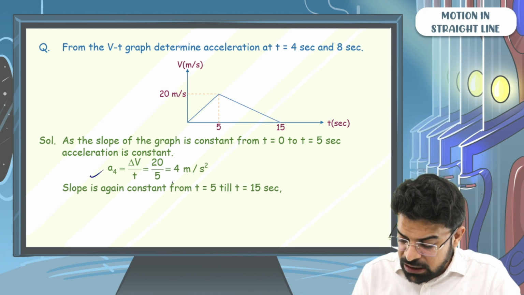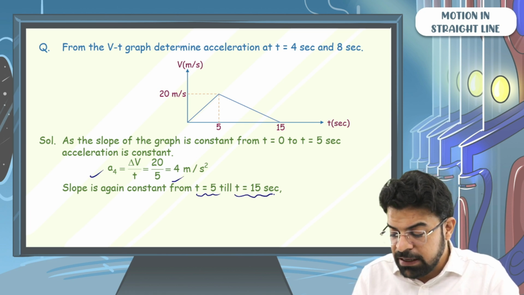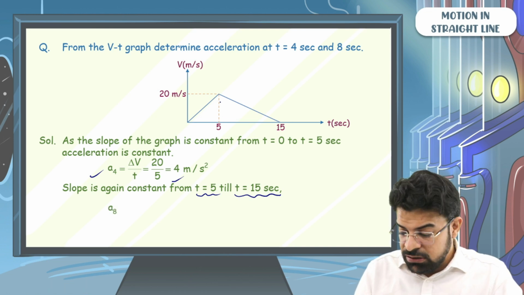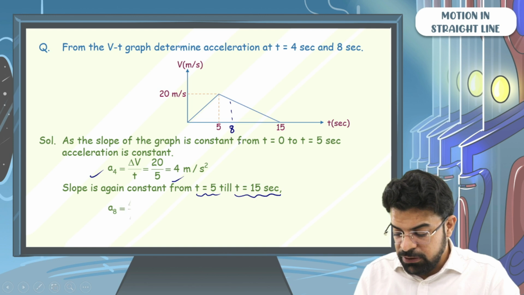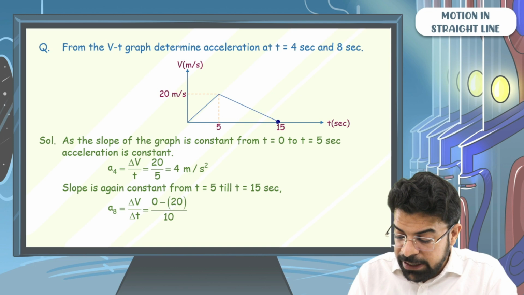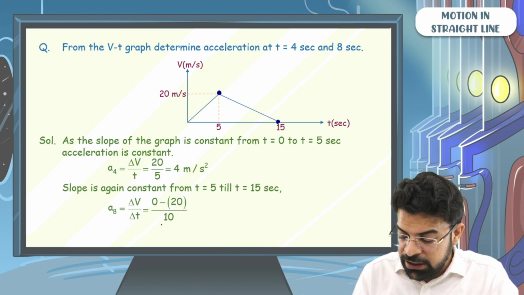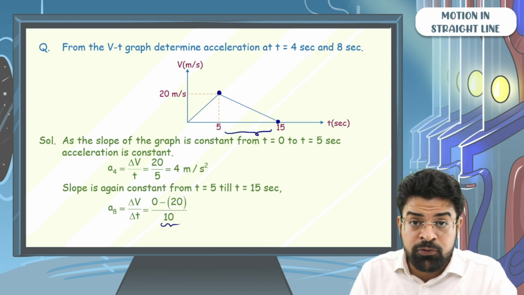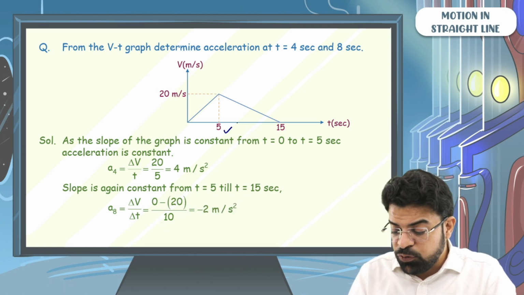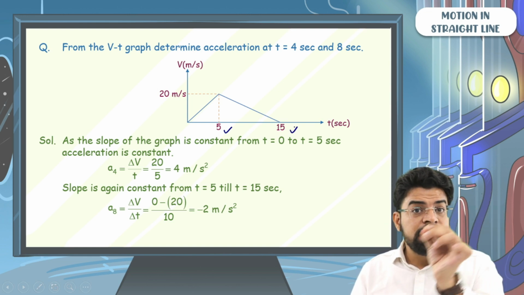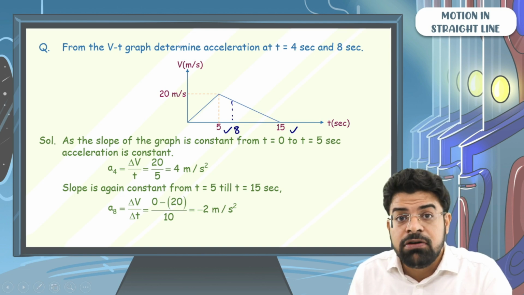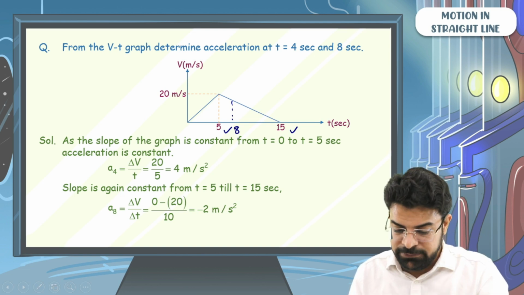Again, slope is constant from time equals 5 till time equals 15. So acceleration is again constant. The acceleration at time equals 8 will be equal to the change in velocity upon the change in time. The change in velocity is final 0 minus initial 20 upon the time frame. The time frame from 5 to 15 is 10 seconds. So you get minus 2 meter per second square. So from time equals 5 till time equals 15, acceleration is constant, equal to minus 2 meter per second square. So even at time equals 8, the acceleration will be equal to minus 2 meter per second square.